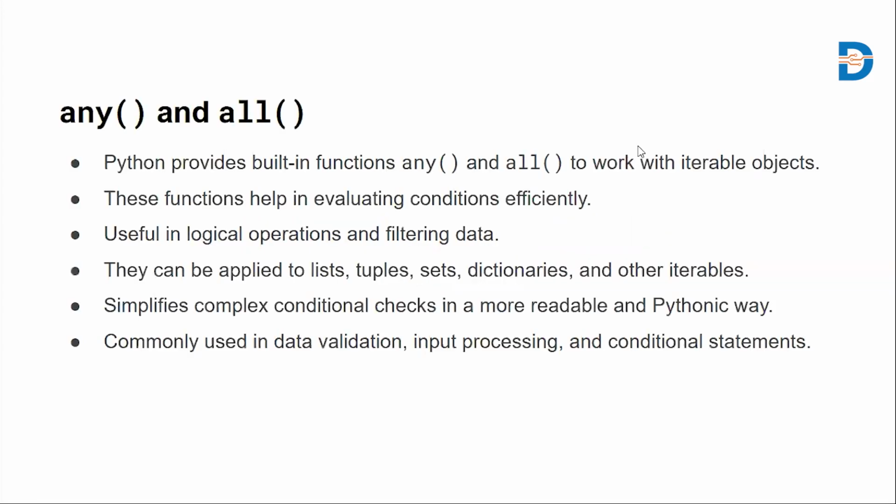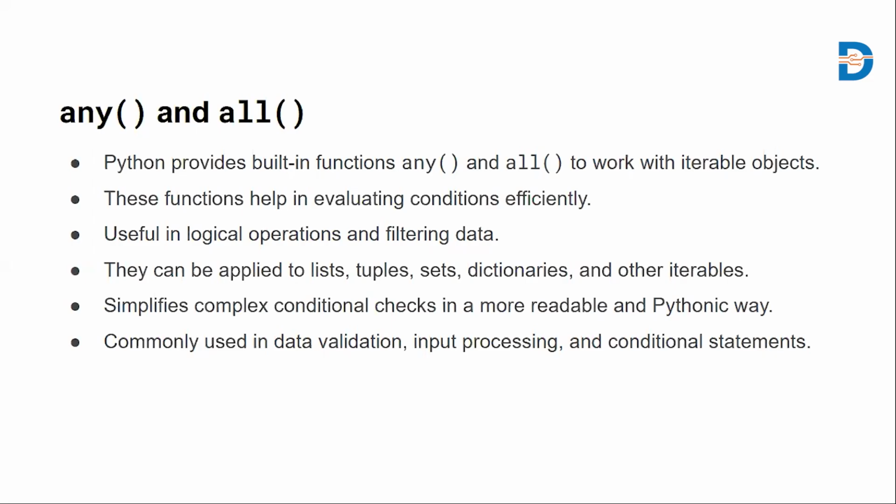Let's start with a brief overview of what these two functions do. The any function checks whether at least one element in an iterable is true. If there is any true element, it returns true. Otherwise, it returns false. The all function, on the other hand, checks if every element in an iterable is true. It returns true if all elements are true and returns false if there is at least one false element.